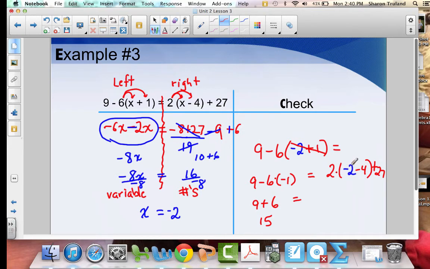Now I better get 15 with this over here too. PEMDAS, do my parentheses first. Negative 2 minus 4 is negative 6. So 2 times negative 6. And then I'm going to add 27 onto that. 2 times negative 6 is negative 12 plus 27. I got it. 15 equals 15.